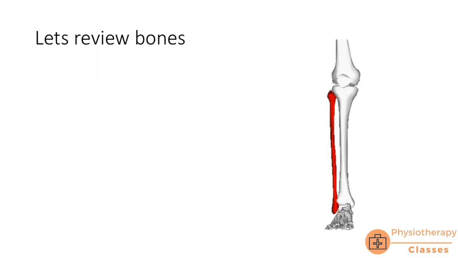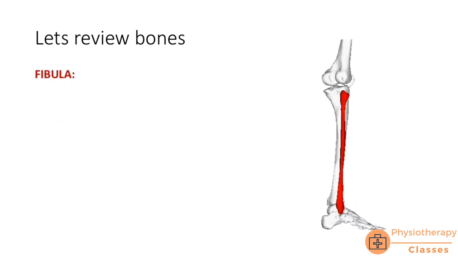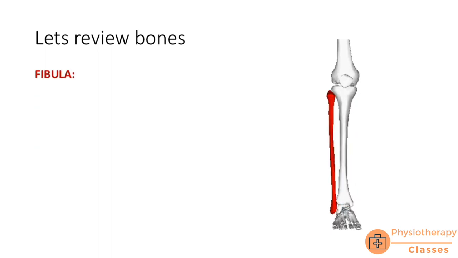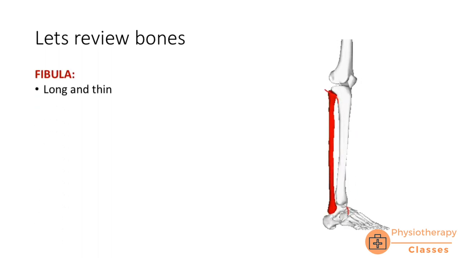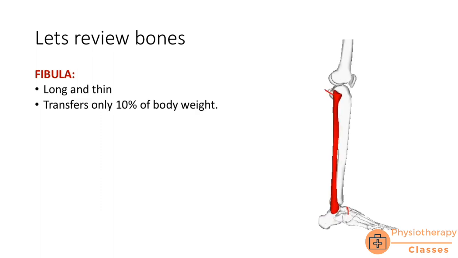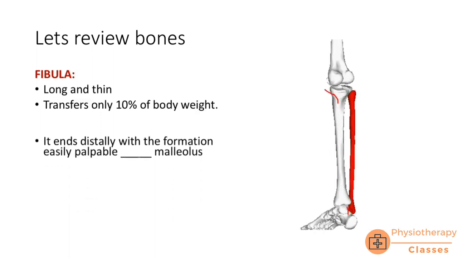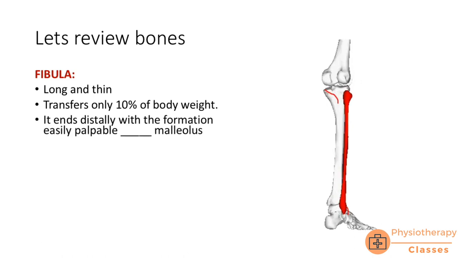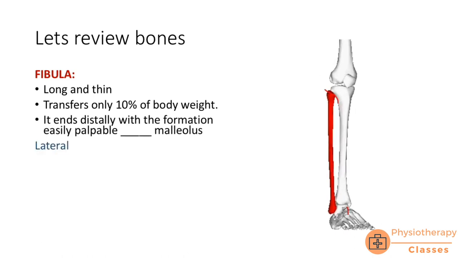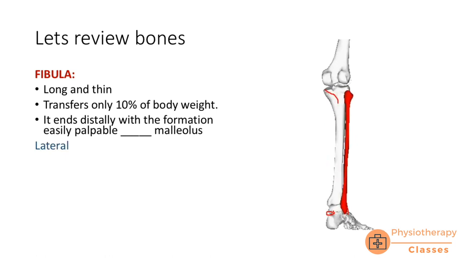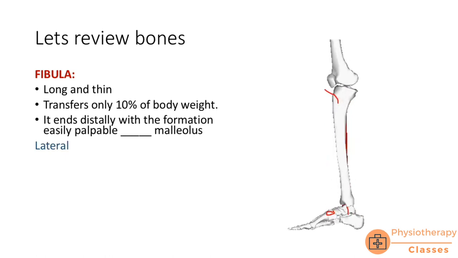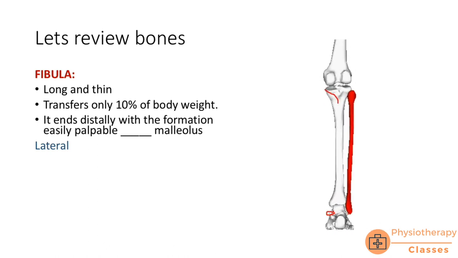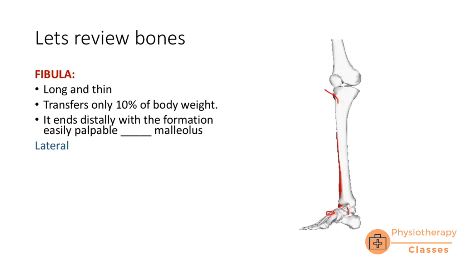The first bone is the fibula. You can see here in the picture, red color. It is thinner than the tibia. The fibula is a long and thin bone. It transfers only 10% of the body weight. It ends distally with the formation of the lateral malleolus. Here you can see the lateral malleolus, which is the projection on the lateral side of the foot, the projection of the fibula, called the lateral malleolus.